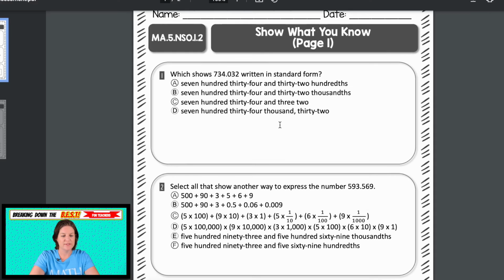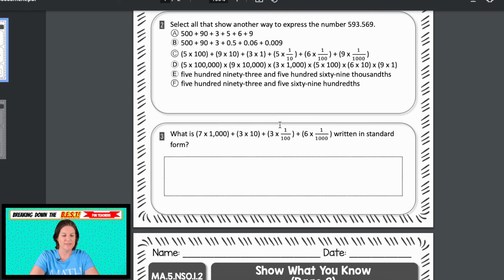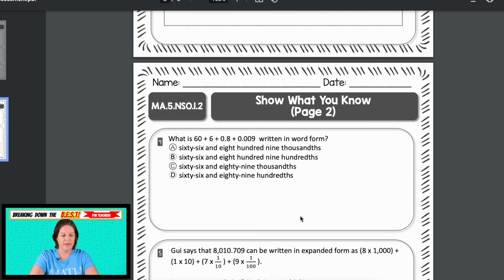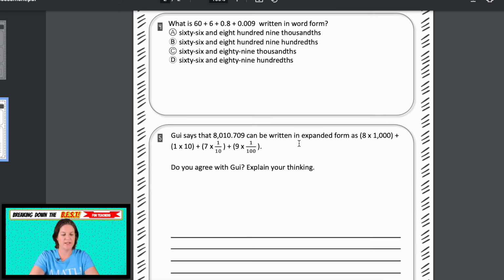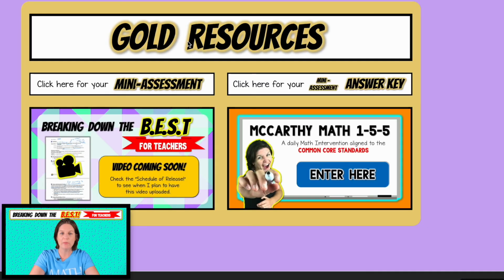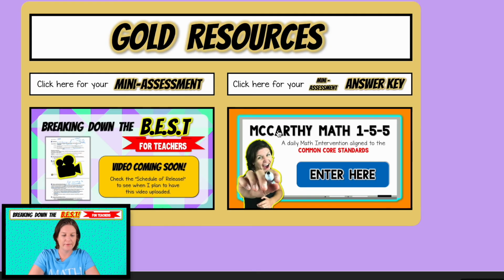So click here for the mini assessment. I'll just show you real quick. We've got a multiple choice, a multi-select, one where they record the number, multiple choice again, and then an explanation of whether or not they agree. So just a quick assessment. I know that you probably have assessments that are provided by your district, but this just gives you another example for practice.